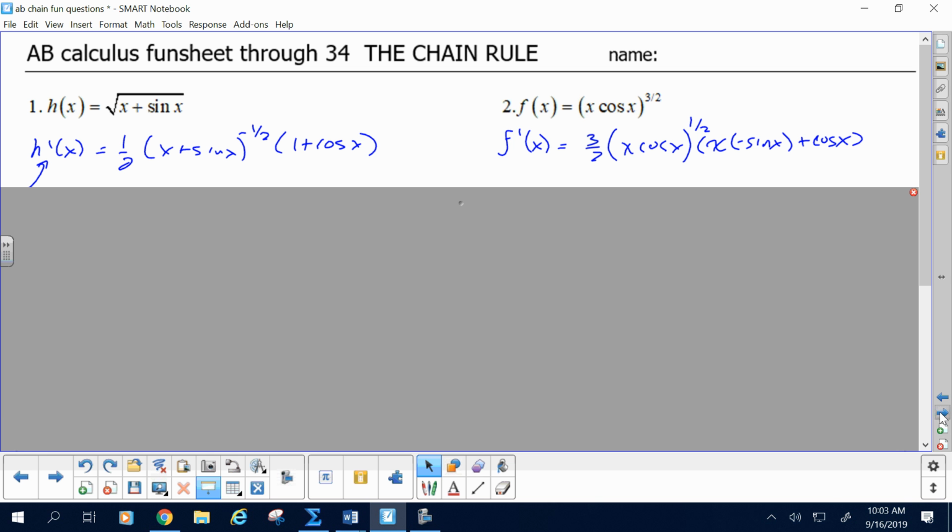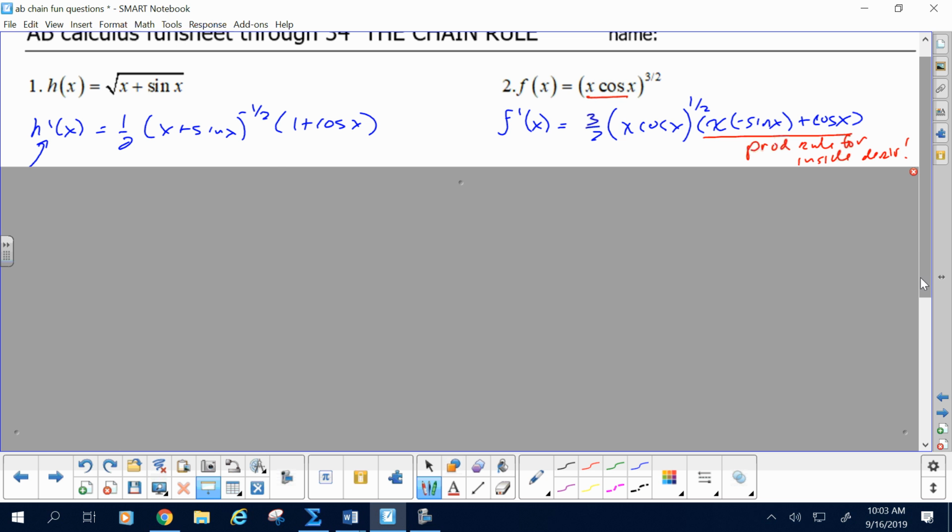So the derivative of the outside is 3/2, inside stays the same to the 1/2. The inside then requires a derivative. Look at your work on the inside derivative. Did you use the product rule for the inside derivative? That's pretty common, that you will see a function with two rules together, chain rule with product rule, or chain rule with quotient rule, which you haven't learned yet.